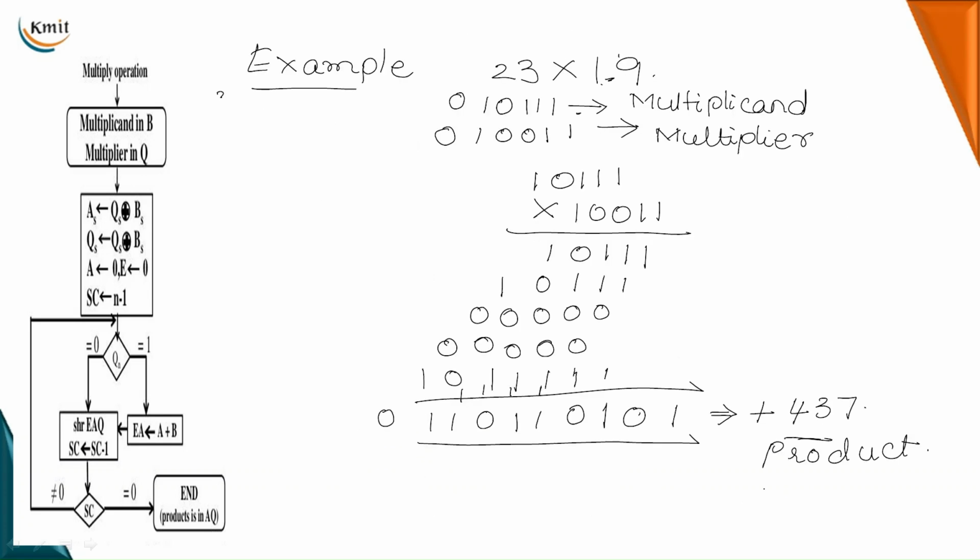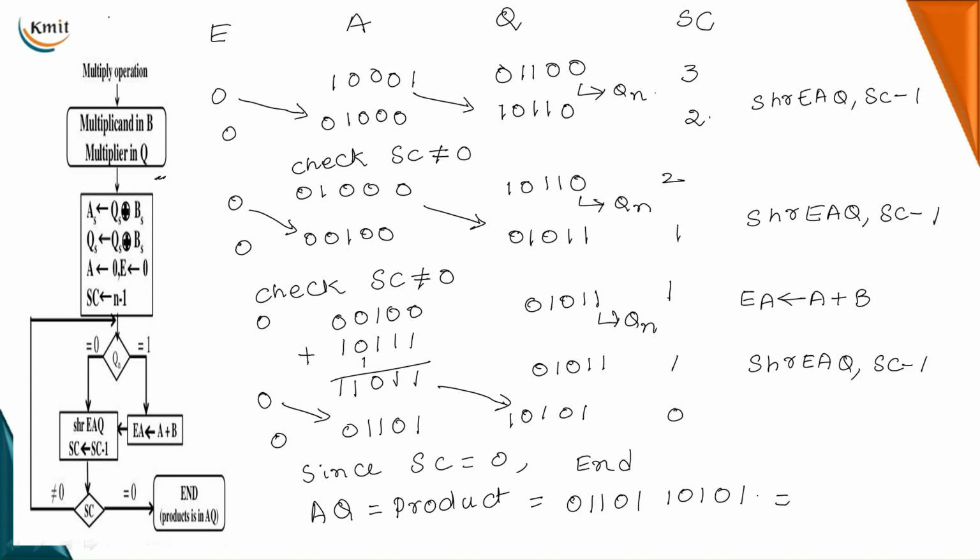So here what is the 01101? 10101. So the same answer you are getting it here. So which is nothing but it is equal to 437, right? And sign bit, it is already stored as 0. So it is positive sign. So this is how we perform a sign magnitude multiplication with the help of an example. Thank you.